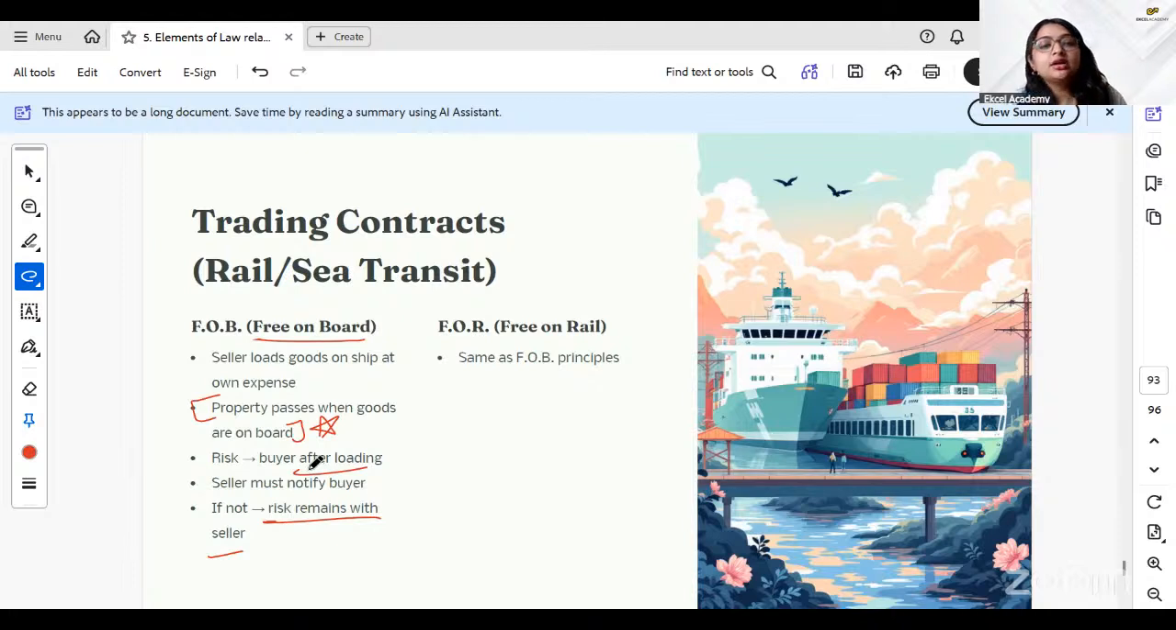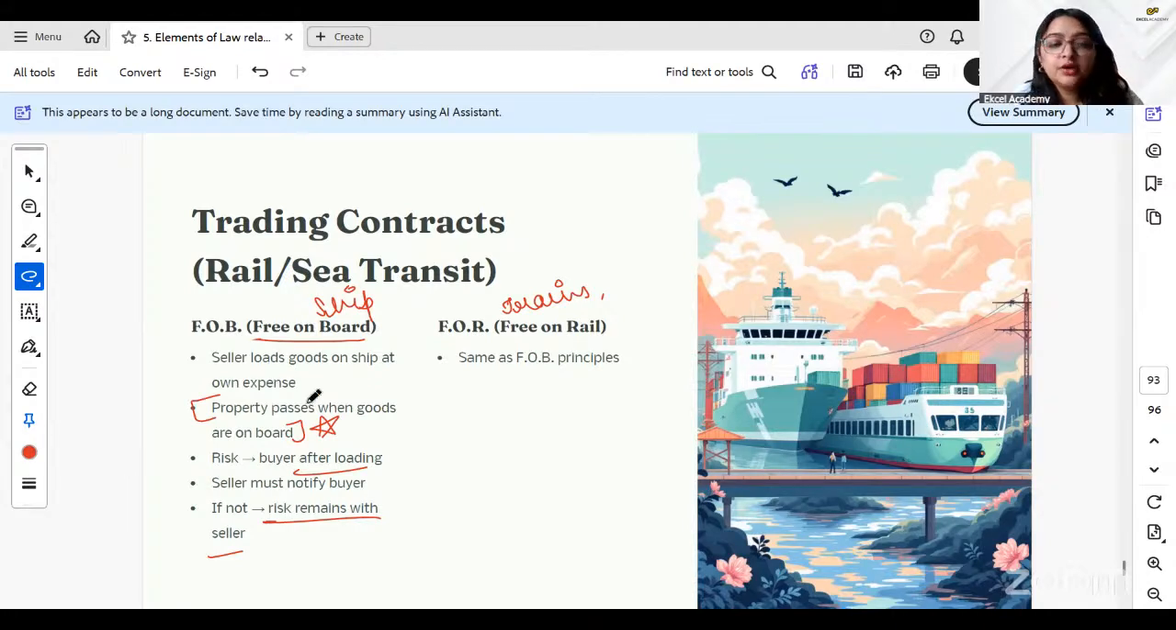So what is the concept of free on board? Free on board is in the case of your ship, and free on rail is in the case of your trains. Both concepts are the same. It is the responsibility of the seller to load the goods. Once the loading is done, either on your ship or your rail, the property passes to the buyer. Anything that happens is the buyer's responsibility, provided the seller has given notice to the buyer. I hope you are clear with the concept of free on board and free on rail.